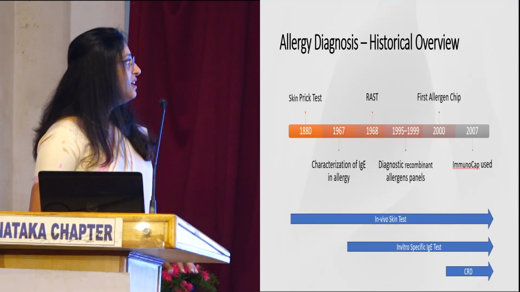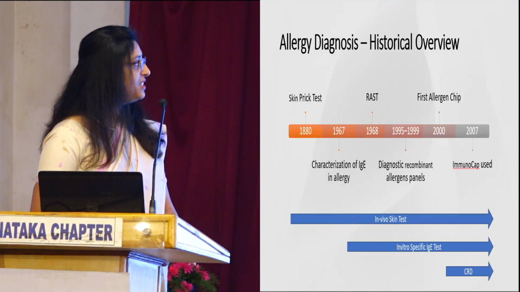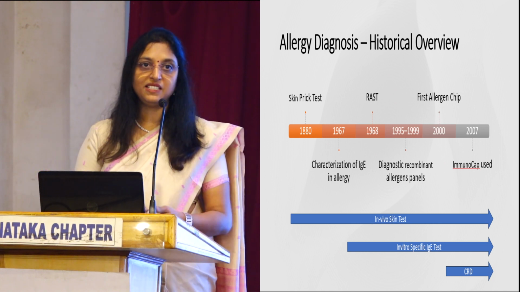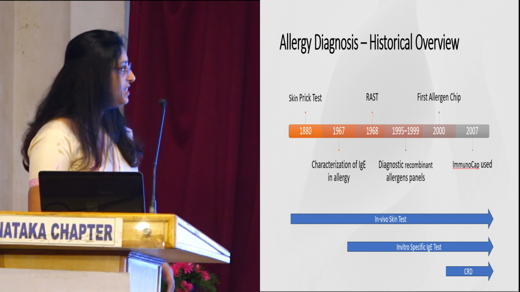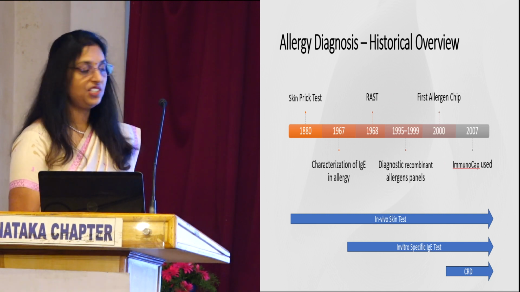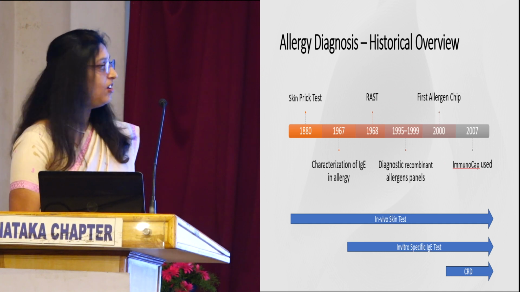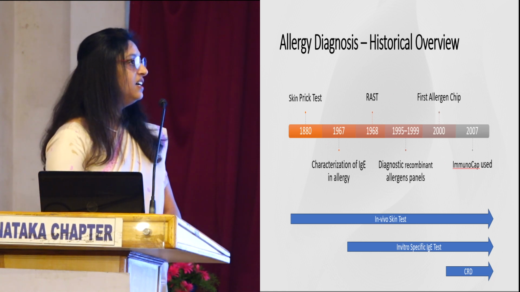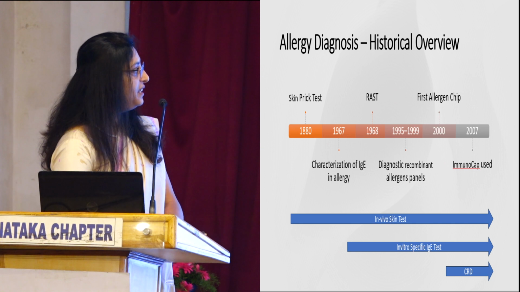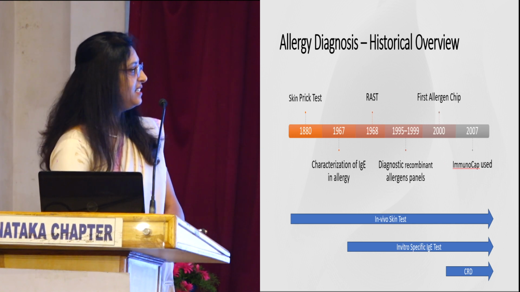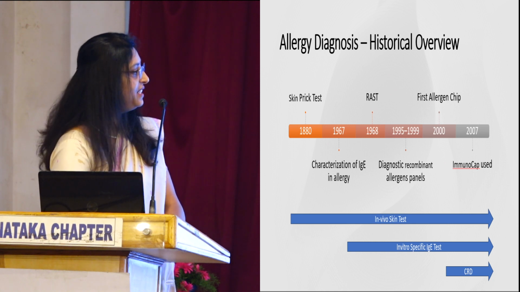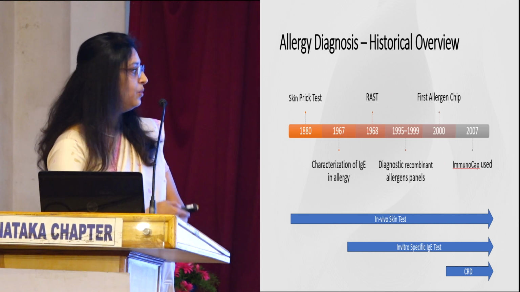Coming to the history, the first test actually done for allergy was the skin prick test, because we knew that there is mast cell degranulation and you get a wheal or a rash. Later on there was characterization of IgE, and then the serological investigations came in. The first test was the RAST, or radio allergosorbent test. Finally, you had ELISAs, and then came an era where we started finding that there was a loss of cross-reactivity. Then came the recombinant allergen panels, finally ImmunoCAP, and now we have the component-resolved tests.